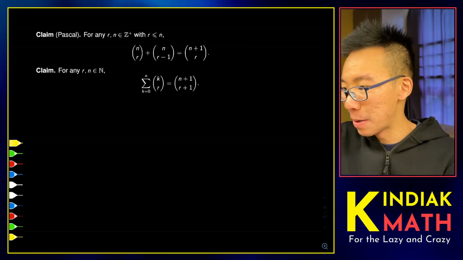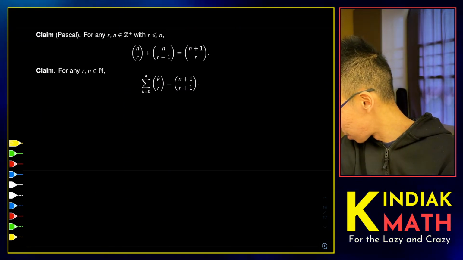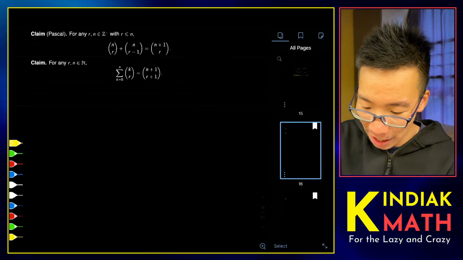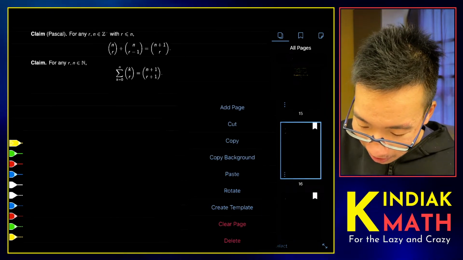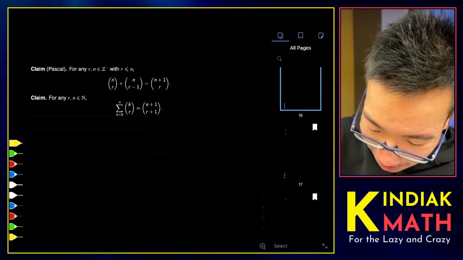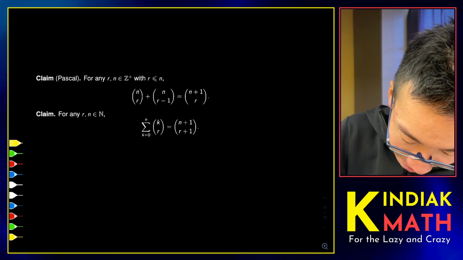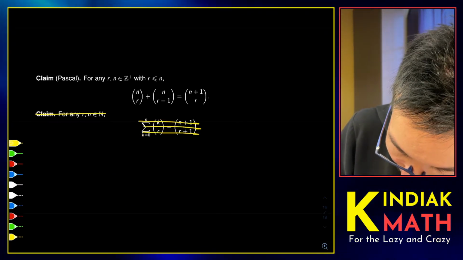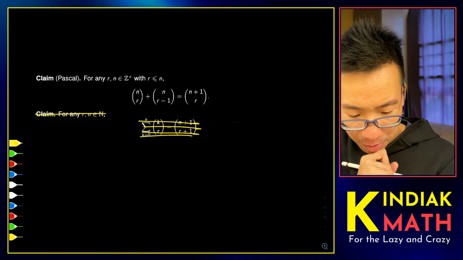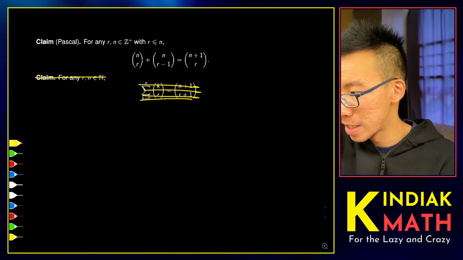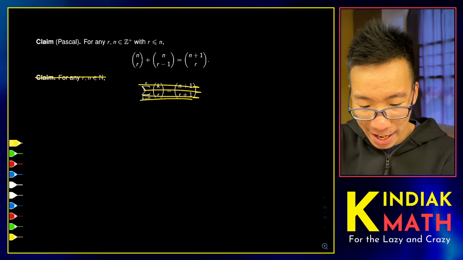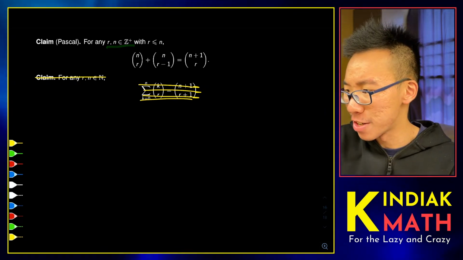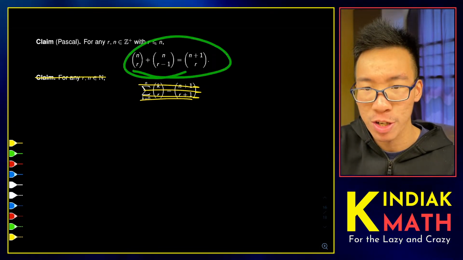So now here's our claim. We have 2 claims, and we're going to prove them one at a time. We have this claim by Pascal. It's called Pascal's triangle, and it says this: for any r and n in the natural numbers, this expression holds.